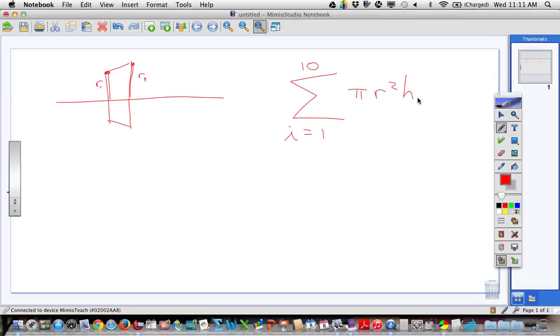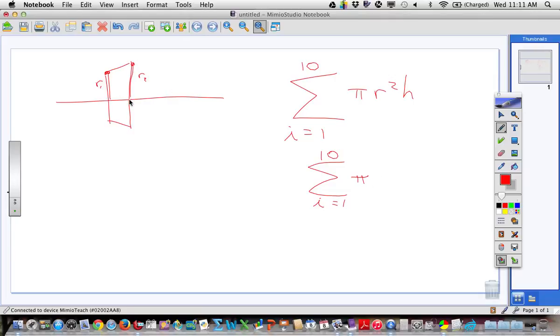Now, I'm talking about number 14 here. So we're in question 14. So the volume for 10 slices. Now, for 10 slices, we need to be a little fancier than this. So let's go 1 to 10. Now, the pi is fine. That'll be there.